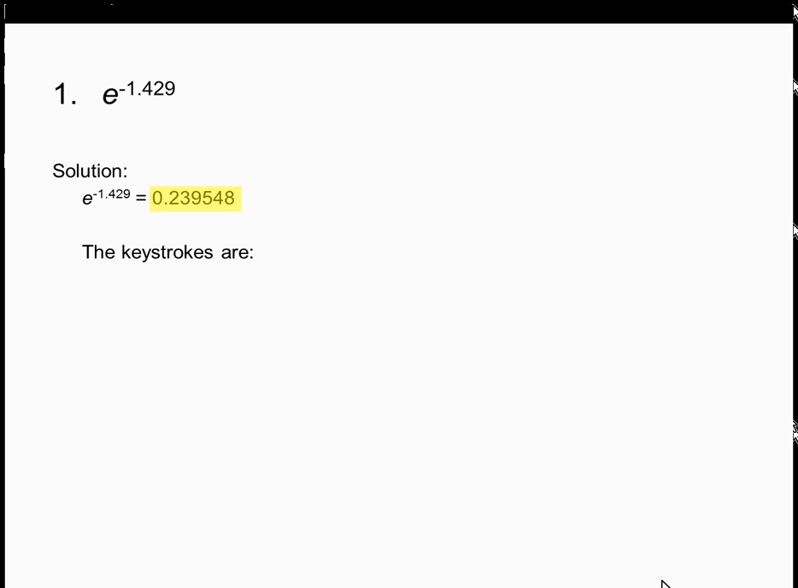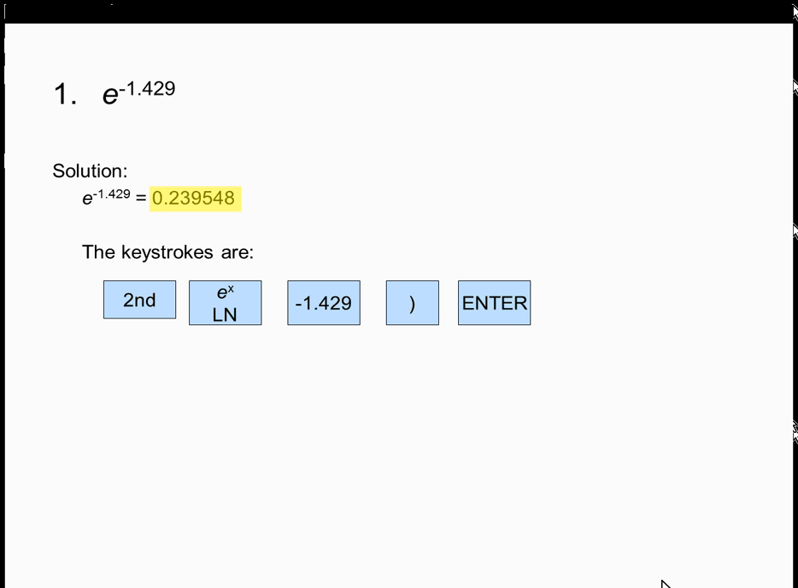Number 2, okay, no, here are your keystrokes. You're going to do second, your e to the x, ln key, negative 1.429, close parenthesis. Remember the 83 opened it, the newer 84s don't. You're up in the exponent, and then press enter.